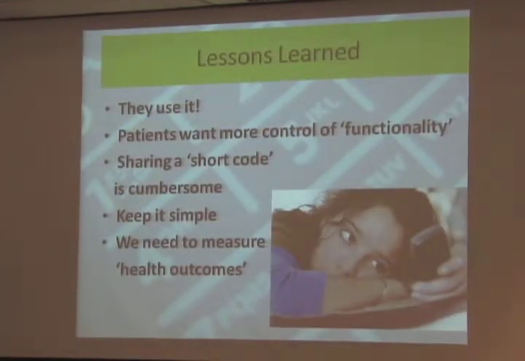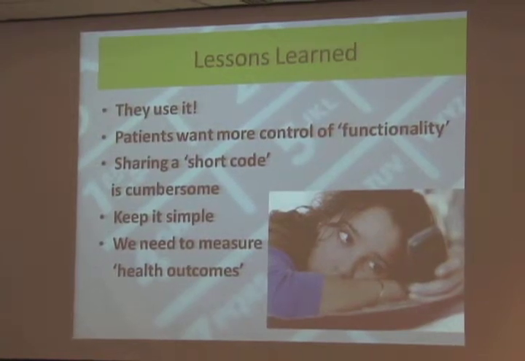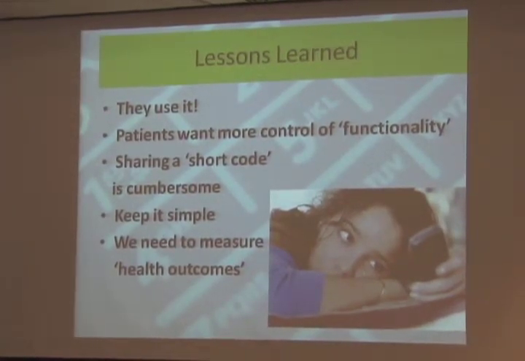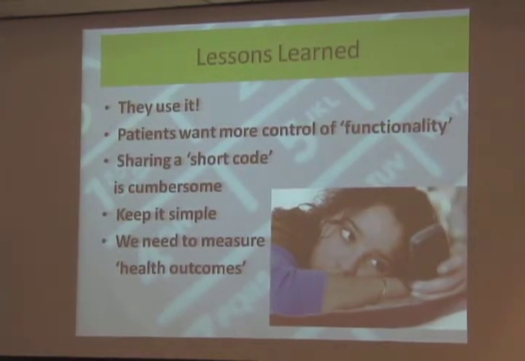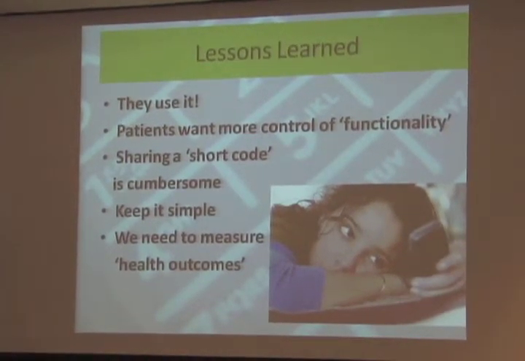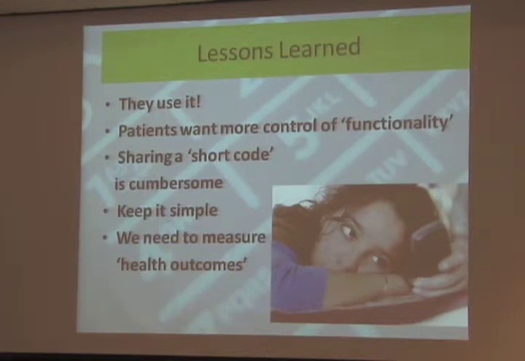So what did we learn? We learned they use it. We found they wanted more functionality. Originally they couldn't choose the time of their birth control reminders, so we changed that. Originally also we were sharing a short code, because of our tight budget, and that was cumbersome, and it led to lots of text messages going down the wrong route. So we now have our own short code. Importantly, to keep it really simple, adolescents span a wide age range from 10 to 22, and there's a large developmental spectrum.